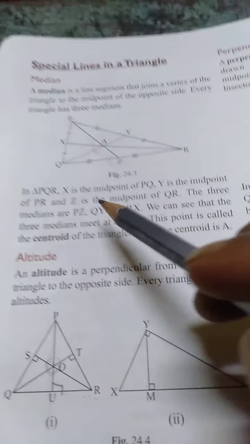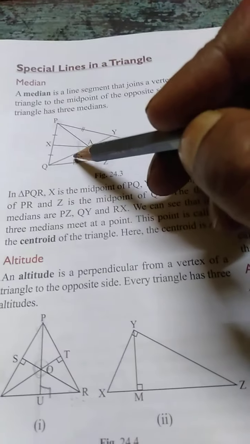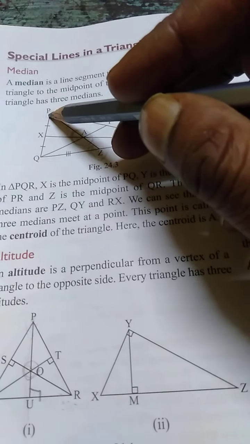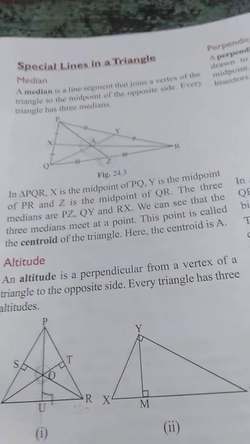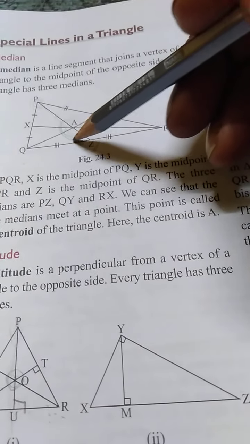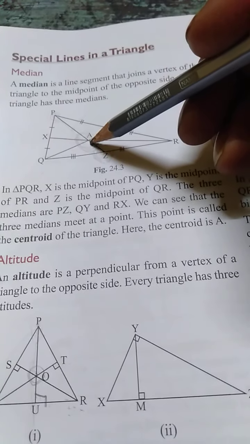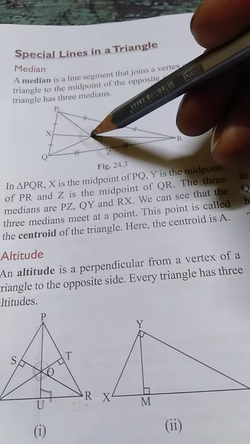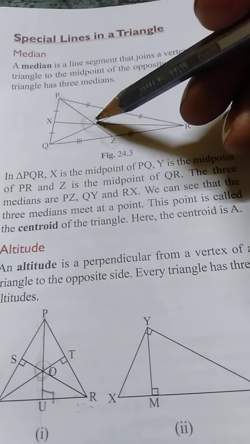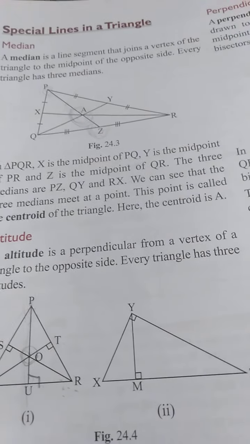So in triangle PQR, median means the line which joins the vertex with the midpoint of the opposite side. And if we draw the medians correctly, all the medians will pass through one point, and that point is called the centroid of the triangle. So what is the centroid? The point where the medians meet.